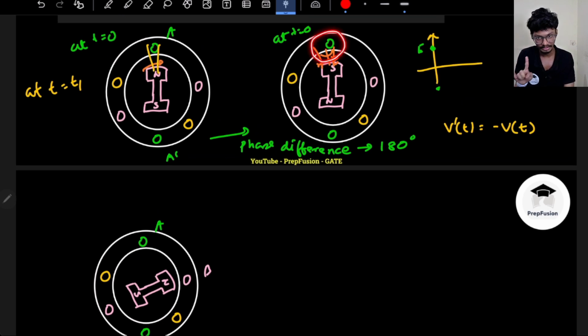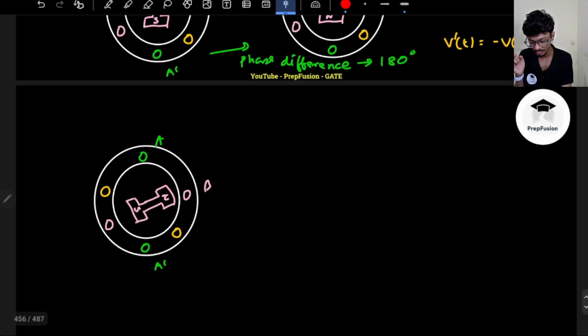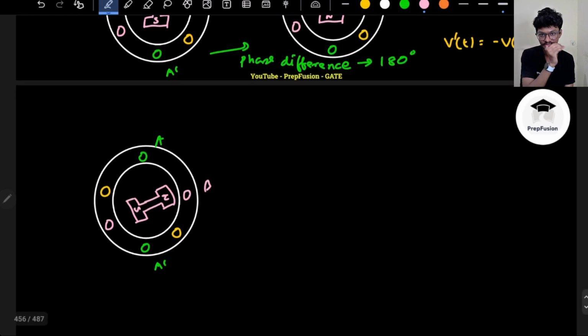If I change the direction of rotation, what will happen? Initially coil A will experience the maximum flux, then I will next hit coil C, so coil C will experience it. Here coil B was experiencing the maximum flux, then coil C. And we know phase sequence is determined by which coil experiences the peak first.